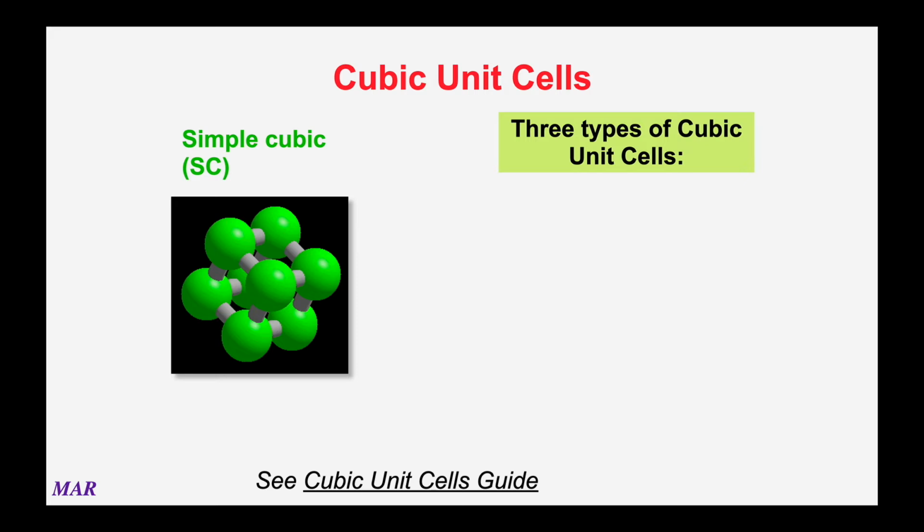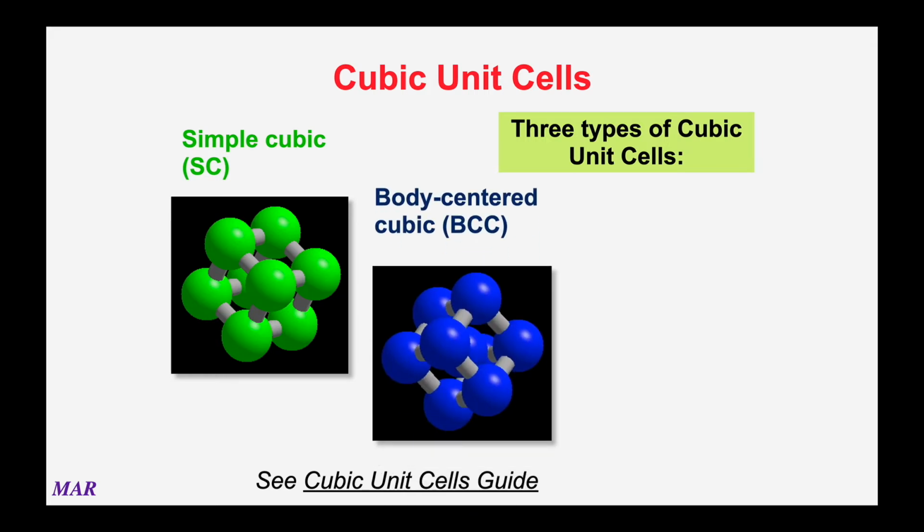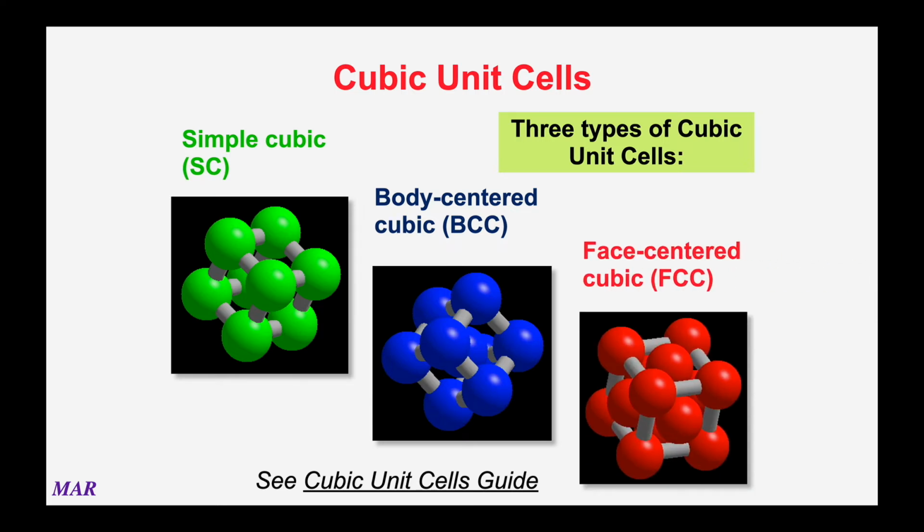So this is like a subset of the cubic unit cell. And the simple cubic looks like that. All of those green dots there are like types of atoms. The second kind is called a body-centered cubic, and the third type is called a face-centered cubic. So we're going to abbreviate these SC, BCC, and FCC.